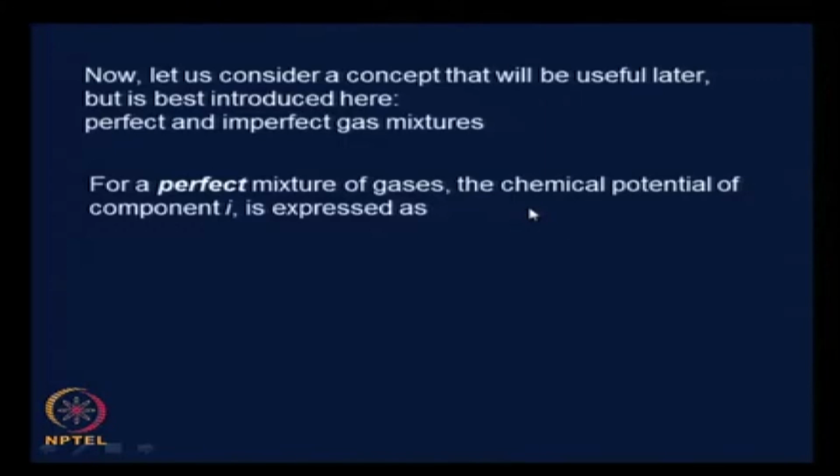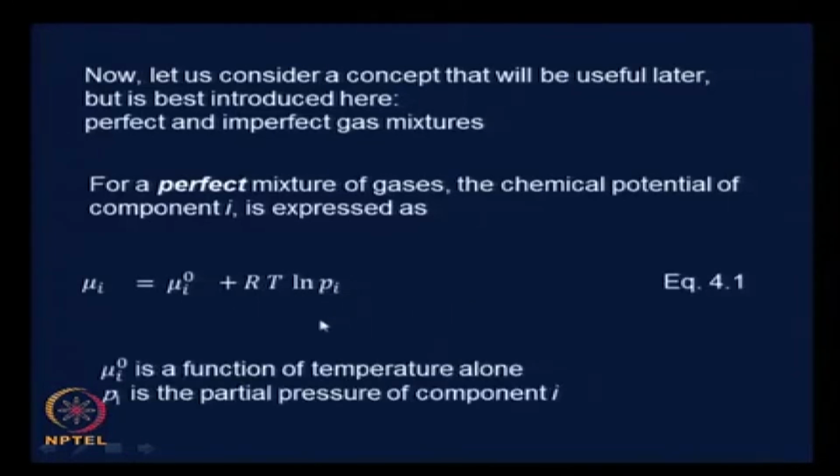For a perfect mixture of a gas, the chemical potential of a component I in that mixture, it is made up of many different components. Let us take one component I. It is expressed as chemical potential of I, mu I equals some mu I naught plus RT ln Pi. Pi is the partial pressure of the component I as given here, and mu I naught is a function of the temperature alone as we had seen earlier. This is for a perfect mixture of gases.